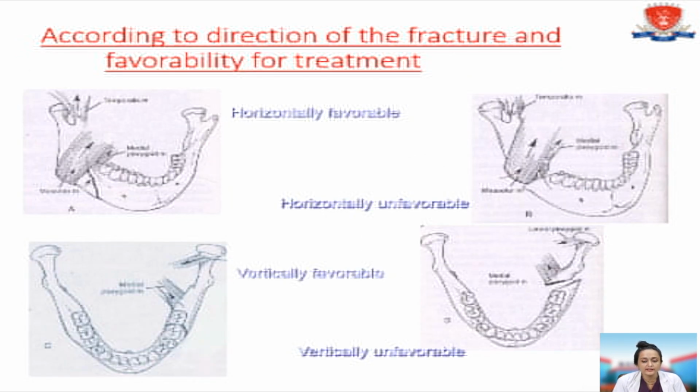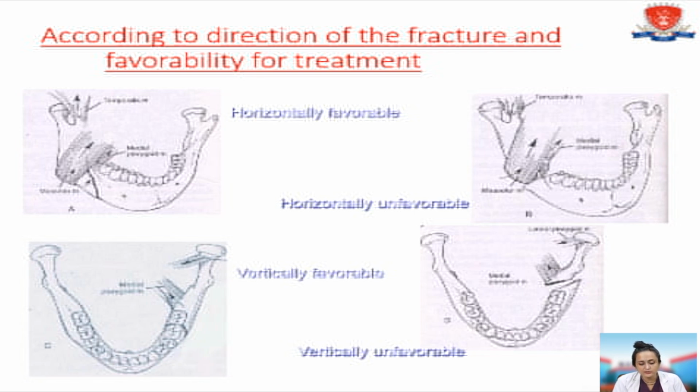According to the direction of fracture and favorability of treatment, the fracture can be classified as vertically or horizontally favorable or unfavorable. Now, it is important to understand a fracture is horizontally favorable when it is viewed from a horizontal direction. It is vertically favorable when it is viewed from a vertical direction. So what makes it favorable or unfavorable?